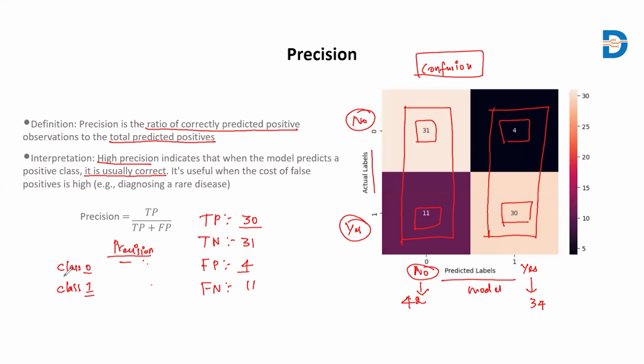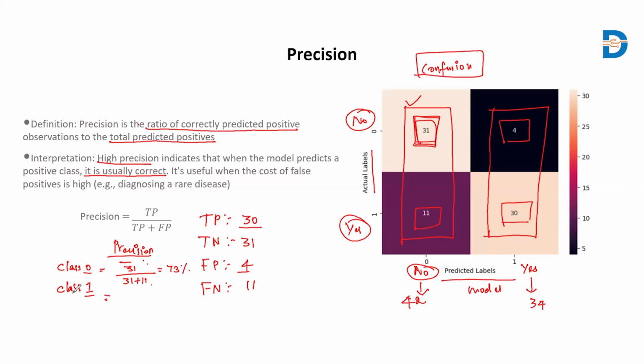Among these predicted labels, how many are actually correct? That we want to find. For class 0, we consider the people predicted as not having heart disease. The total count is 42. But actually, how many people do not have heart disease? 31. So precision for class 0 is 31 divided by 31 plus 11. This is nothing but 73%.